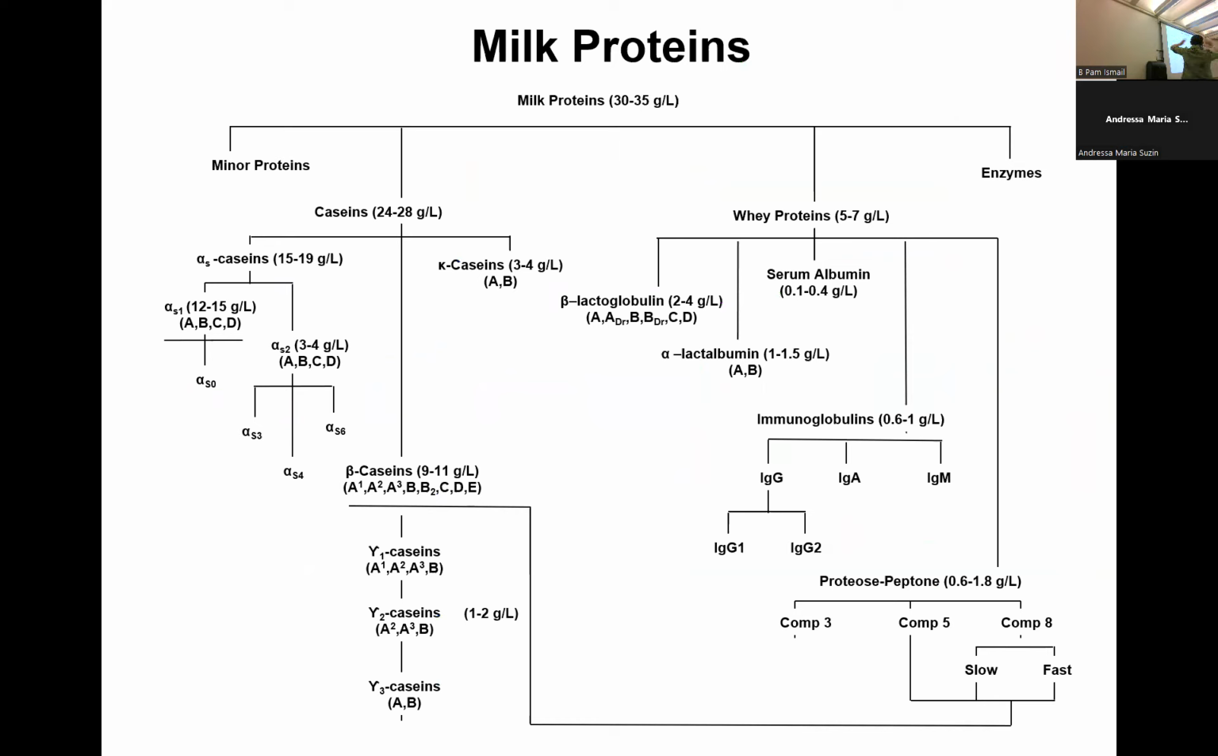All right, so looking at the diagram of milk proteins, we have the minor proteins and enzymes, which are just not the focus. And then we have the caseins and the whey protein. Under caseins, we have the alpha S, kappa casein, and beta casein. And then under alpha S, there's alpha S1, alpha S2. And then you will see this A, B, C, D, A, B, C, D. What do you think this A, B, C, D refers to? Yes, genetic diversity, genetic variants.